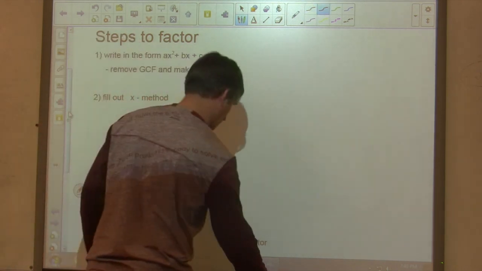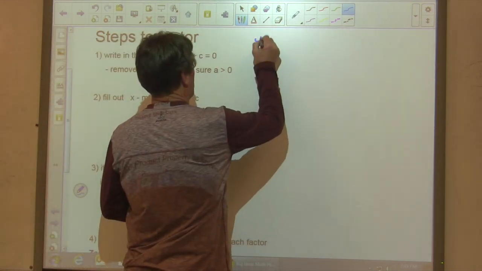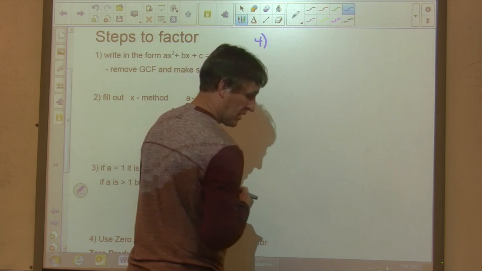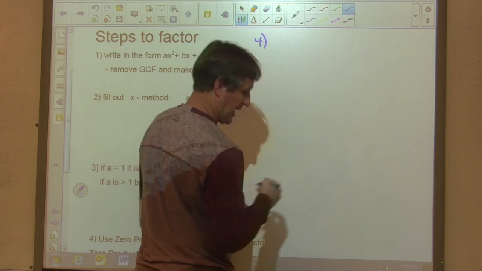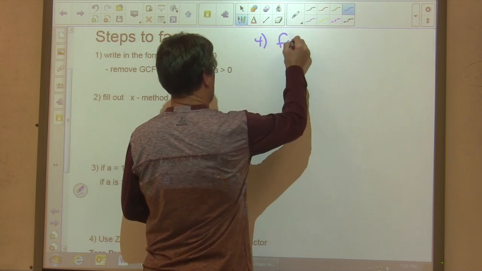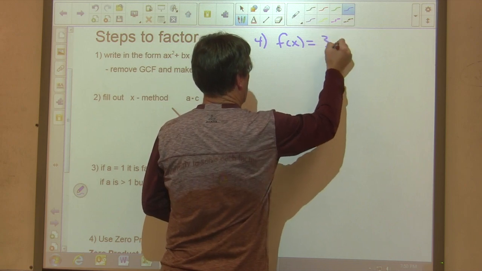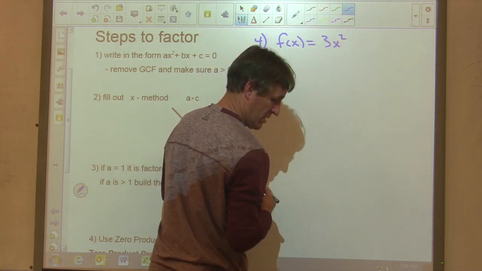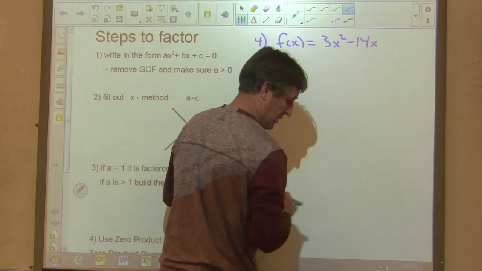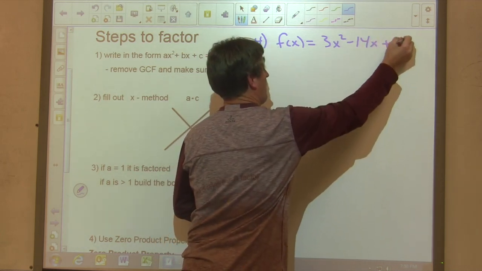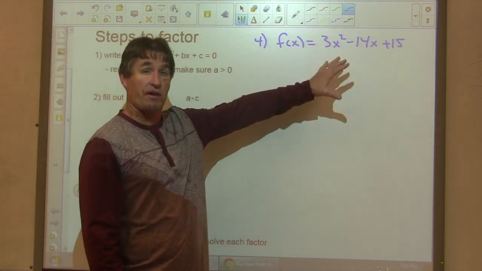So, one more example to go over. Number 4. They can write these a little bit differently too. Let's take f of x equals 3x squared minus 14x plus 15. And when it writes it this way, it's going to ask you to find the zeros of the function.